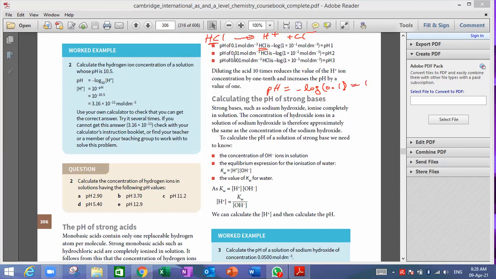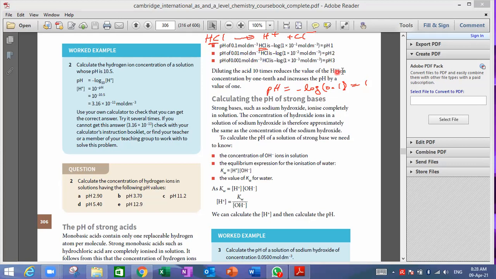If we want to calculate the pH of a 0.01 mole per decimeter cube hydrochloric acid, it's the same. Hydrochloric acid completely ionizes to hydrogen ions and chloride ions. So if the concentration of the acid is 0.01, then the concentration of hydrogen ion is also 0.01. And this means that the pH equals minus log 0.01, which is equal to 2.